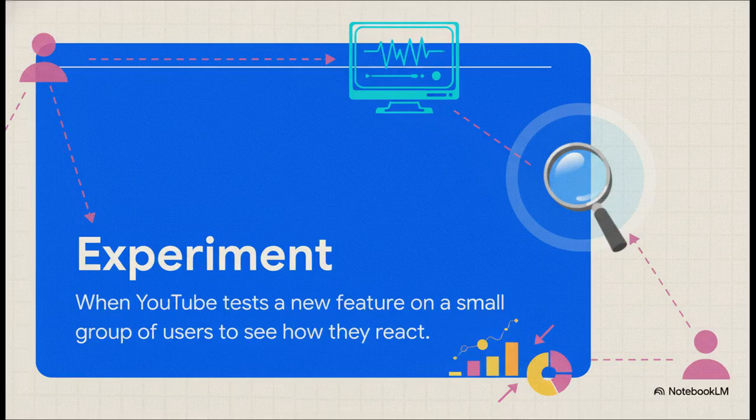So, what exactly is an experiment? Well, it's pretty much what it sounds like. Instead of just launching a massive new feature for literally billions of people all at once, which could be a disaster, they give it to a small, random group first. They're basically using a tiny slice of their audience as a focus group to see what happens.